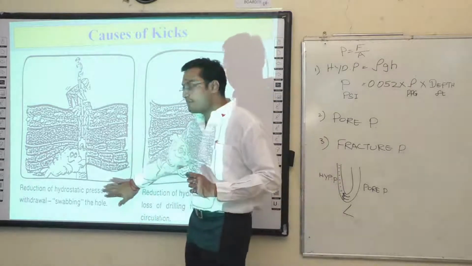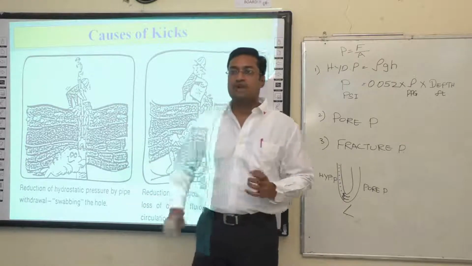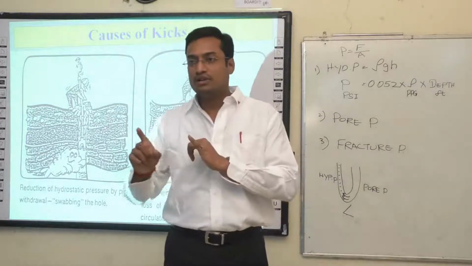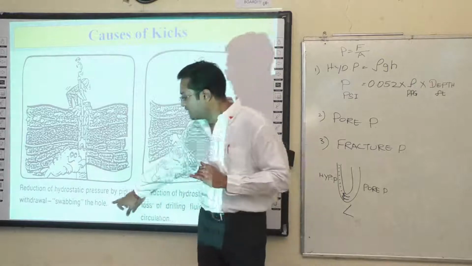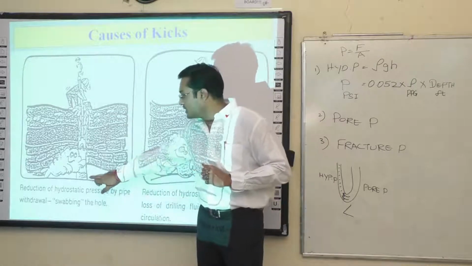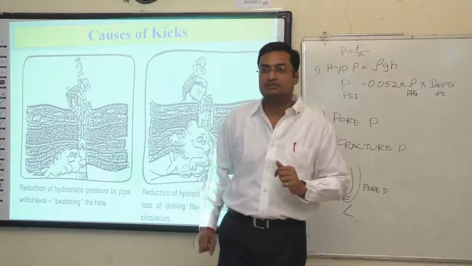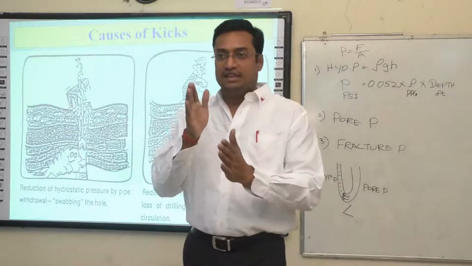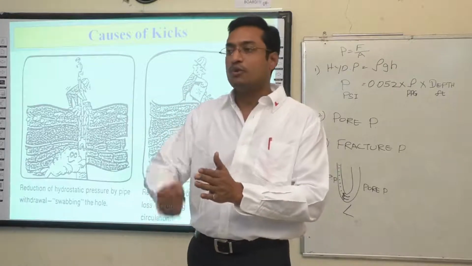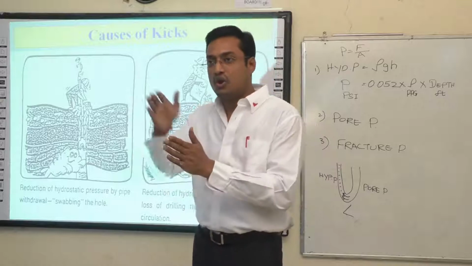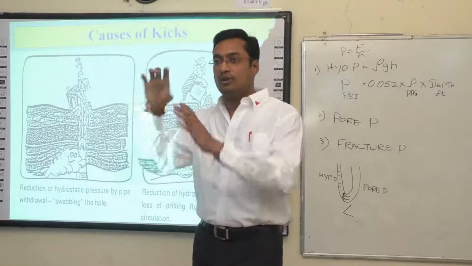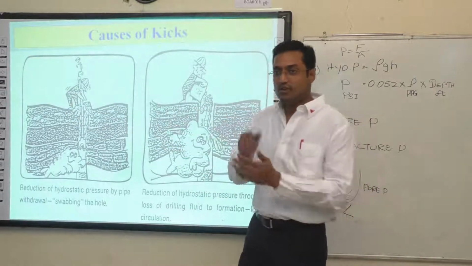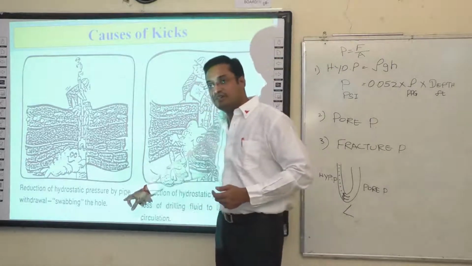So when you're pulling the pipe out of the hole, you have to make sure that you don't give a very high swabbing effect, so you don't reduce the hydrostatic pressure. You have to do calculations and see, this is the speed I am going to pull the pipe, or I should not pull more than this speed. If I do that, because of the swabbing effect, I get a kick.